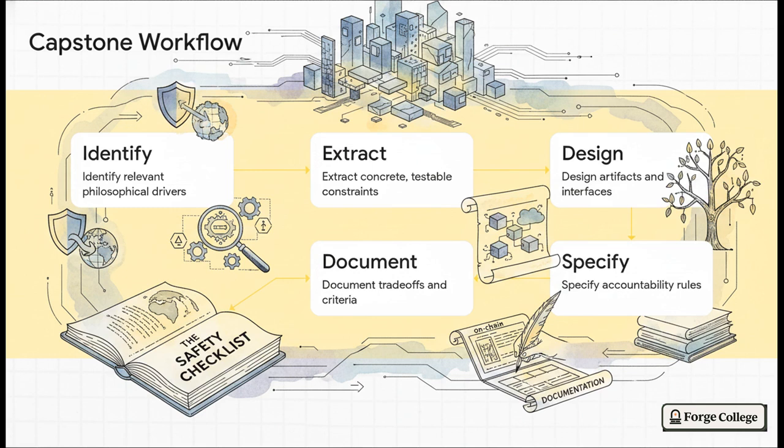Step 2, extract concrete, testable constraints from those drivers. Step 3, design the artifacts, figuring out exactly what lives on-chain versus off-chain. Step 4, specify accountability rules. Who is holding the pen? And finally, step 5, document the trade-offs and your acceptance criteria. If you skip these steps, you're not engineering, you're just guessing.